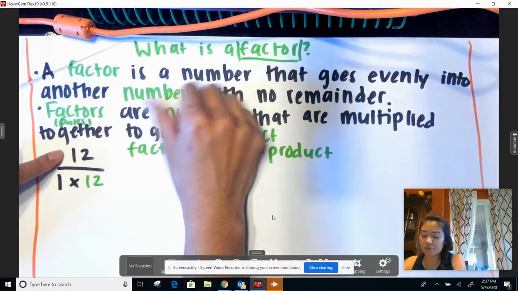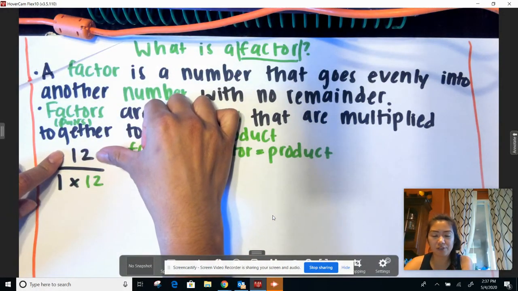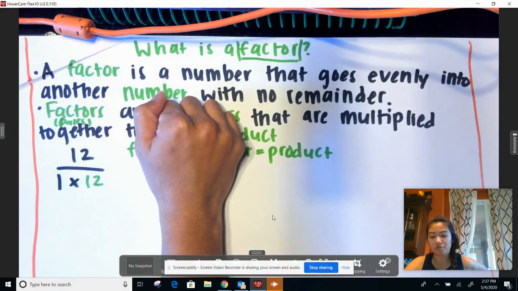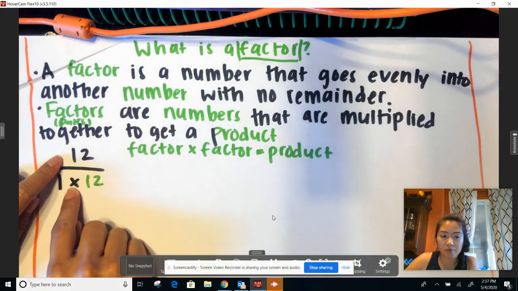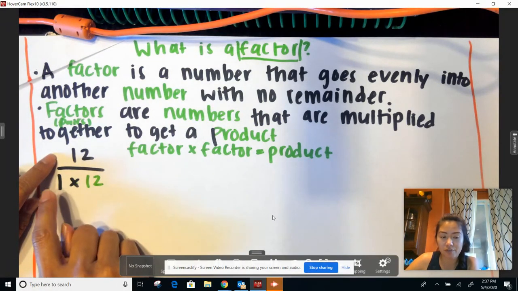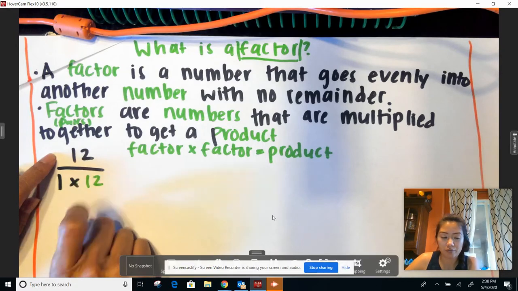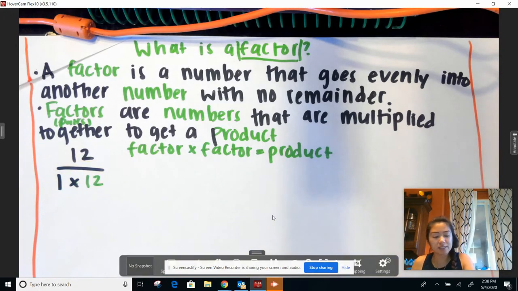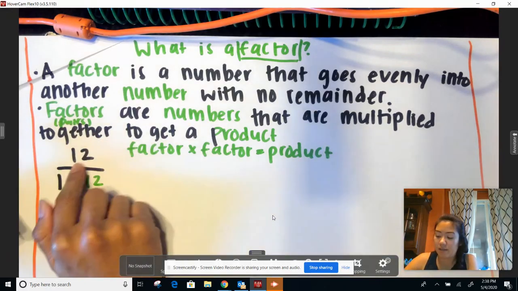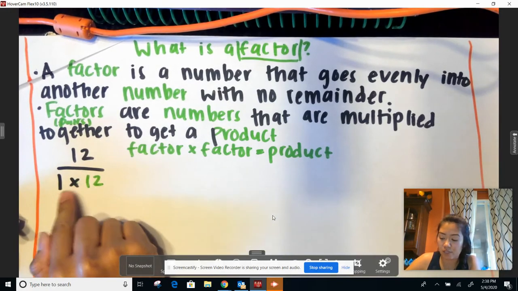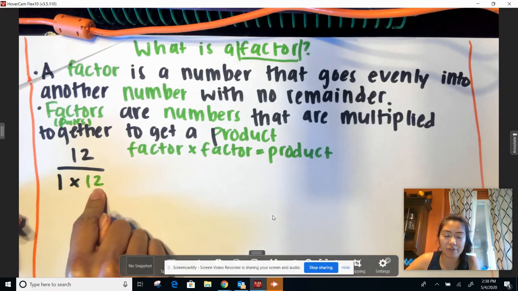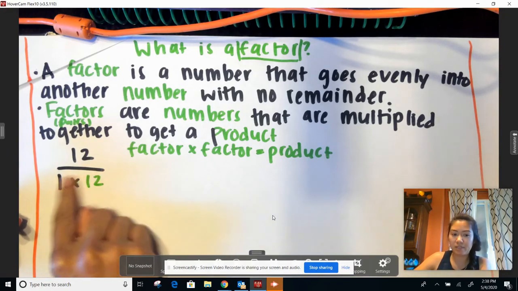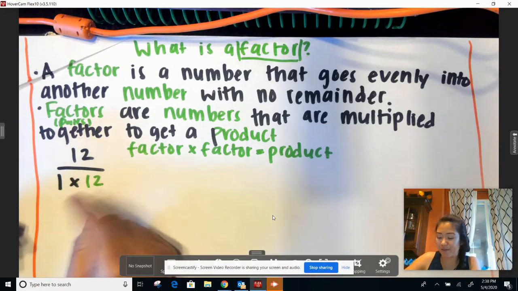And for example, we're going to use 12. So we want to find all the factors and the factor pairs of 12. The best way to do that is to divide, and you start by dividing by 1 and seeing if that can go evenly into 12. So if I do 12 divided by 1, then I get 12. 1 times 12 equals 12. Factor times factor equals product. This is our first factor pair.